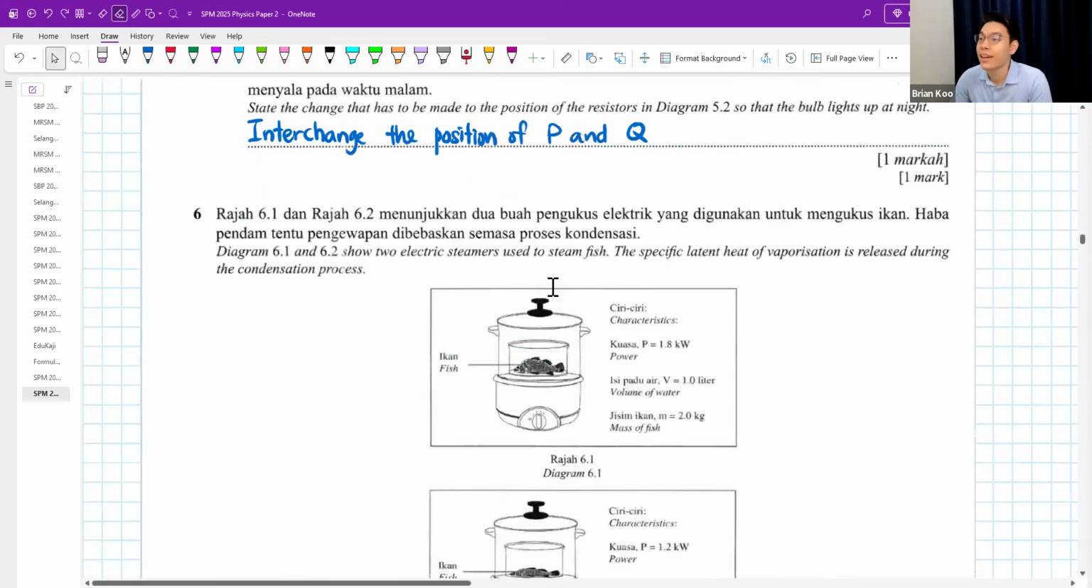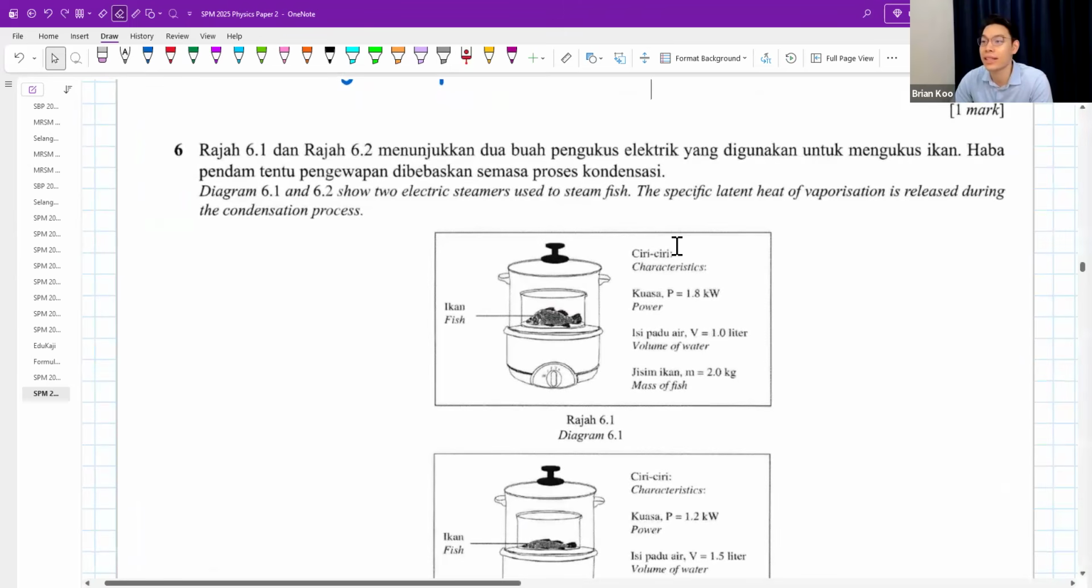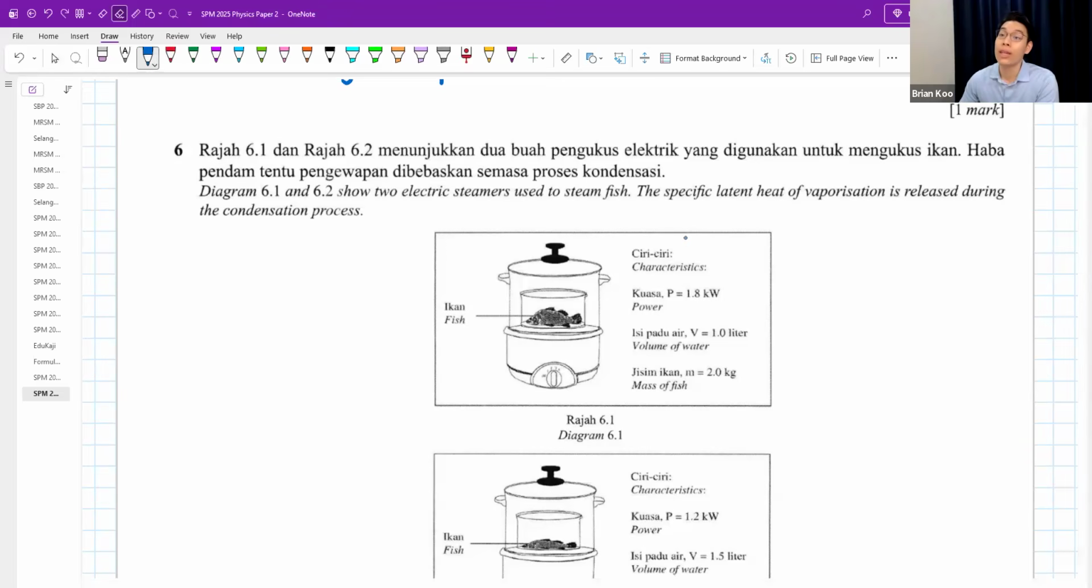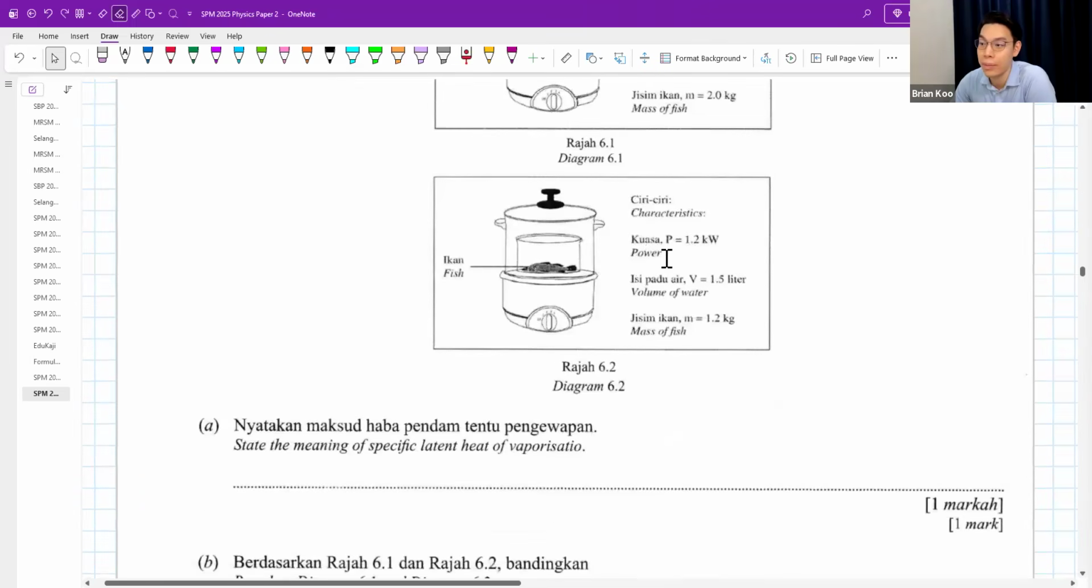Question 6. This is a heat question. I remember a lot of students were complaining about this steam fish question. Let's see why. Okay, so we got two electric steamers used to steam fish. The specific latent heat of vaporization is released during condensation process. When you condense, by the way, means you are trying to convert gas become liquid. You're trying to cool down. Gas become liquid, you have to cool down, release the heat energy, then only can cool down. Okay, they give all this, later only we come and look at the pictures.